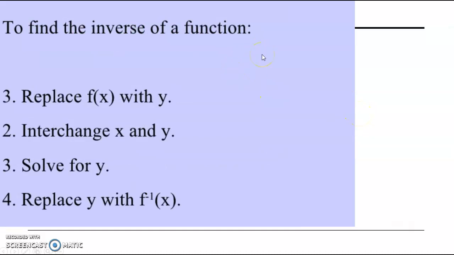To find the inverse of a function, we have 4 easy steps. The first step is to replace f of x with y to make it simpler. The second step is to interchange x and y. The third step is to solve for y, and the fourth step is to replace y with f minus 1 of x.